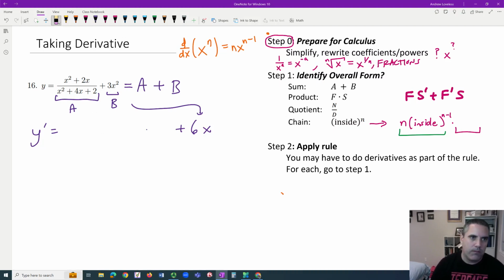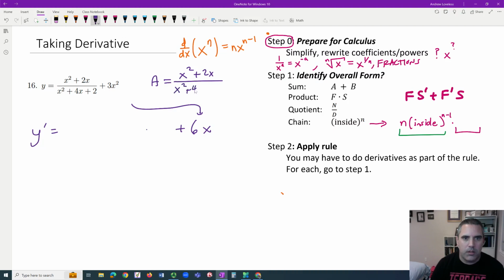So now we're going to restart and say, okay, if you just give me a equals, and I'll erase all this, a equals x squared plus 2x over x squared plus 4x plus 2, and you set it next to these, what does it look like? It doesn't look like a sum, it doesn't look like a product, it doesn't look like something inside of a power. It's a quotient. And then you start applying the quotient rule, which is denominator times the derivative of the numerator minus numerator times the derivative of the denominator all over the denominator squared.